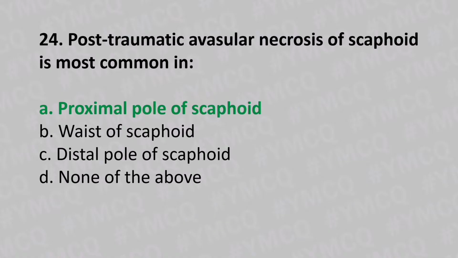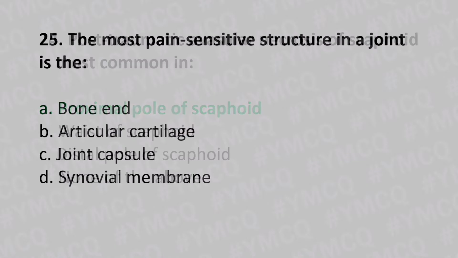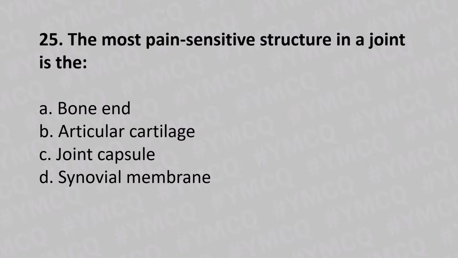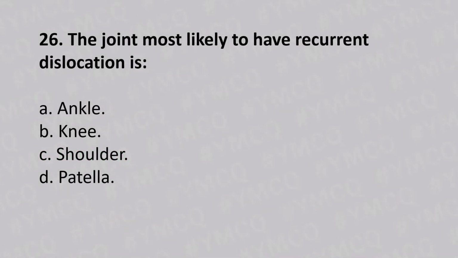Moving to our 25th question. The most pain sensitive structure in the joint is option A, bone end, option B, articular cartilage, option C, joint capsule, option D, synovial membrane. And the answer is option C, joint capsule.